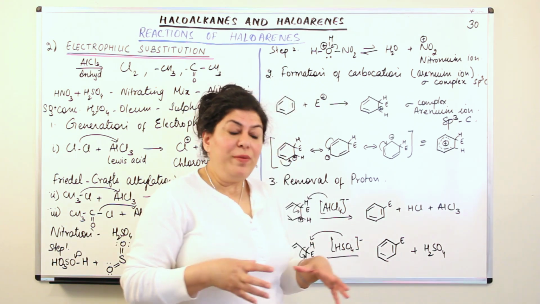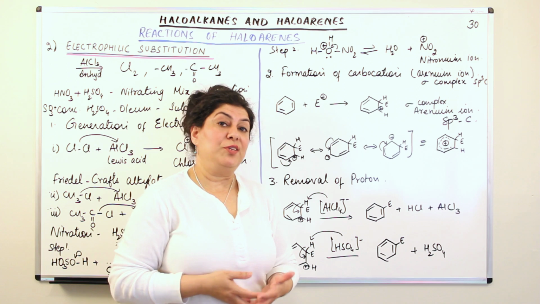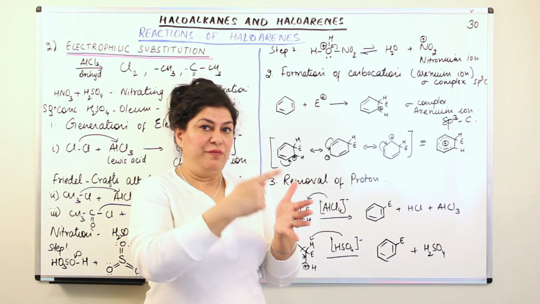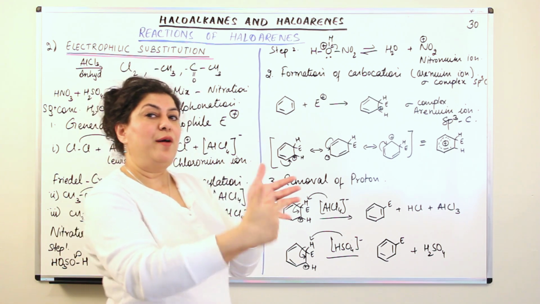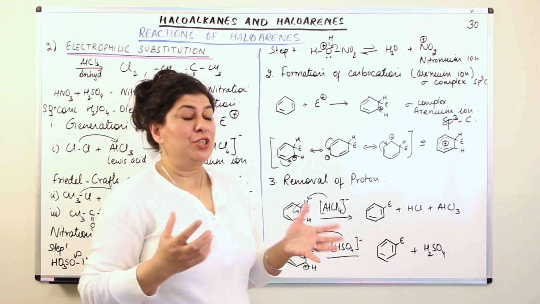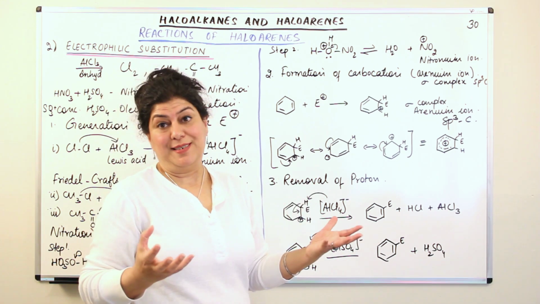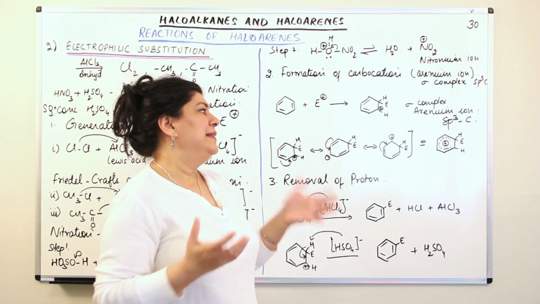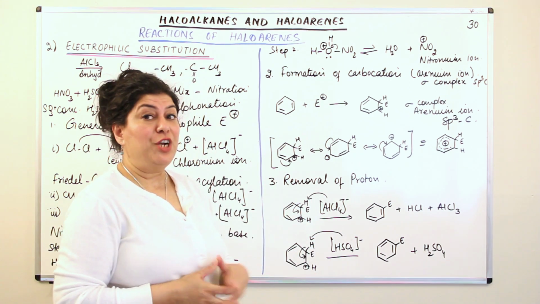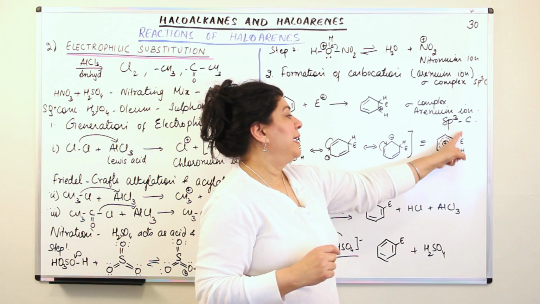hybridized. The moment sp3 hybridization comes in, the electrons which were delocalized and revolving around the entire benzene ring, and also it is positively charged, that is not a very stable state. So what would the next step be? The next step would be to remove the positive charge. So how can you remove the positive charge? By the loss of this hydrogen.